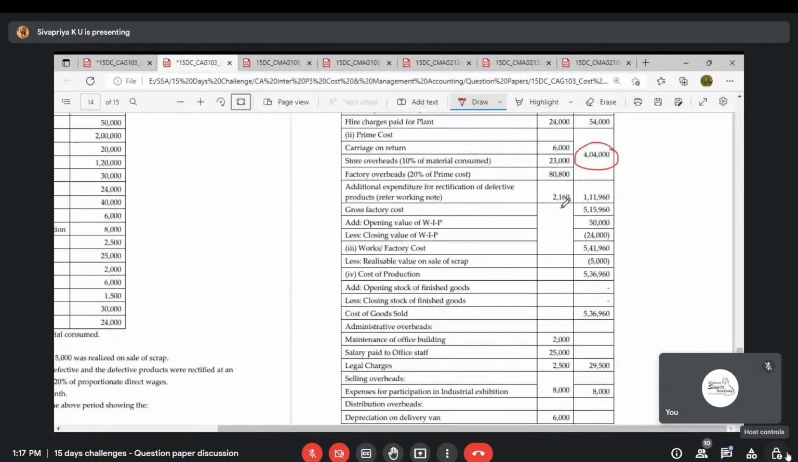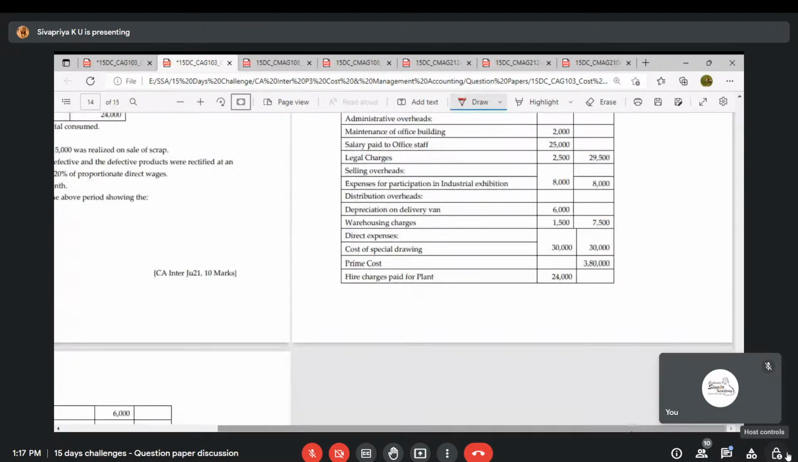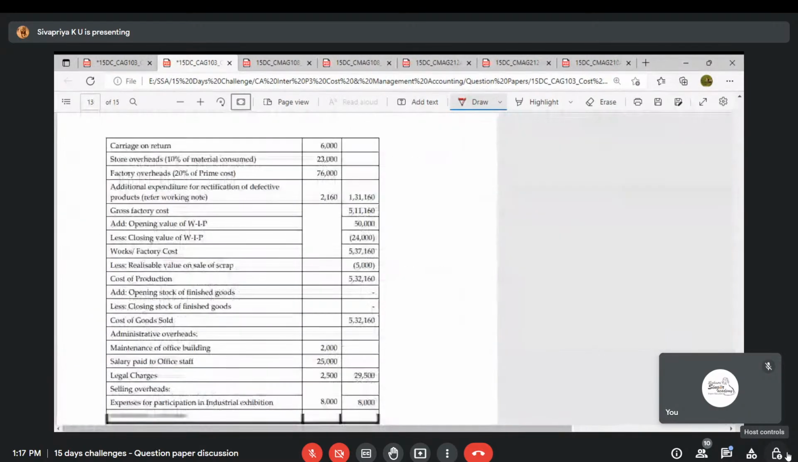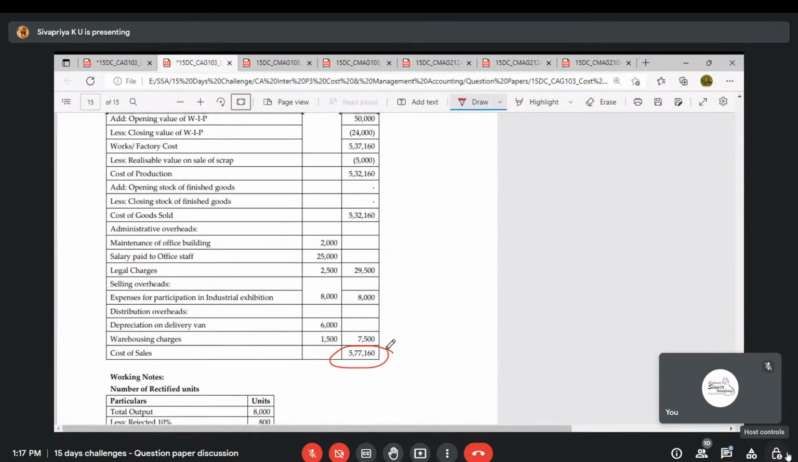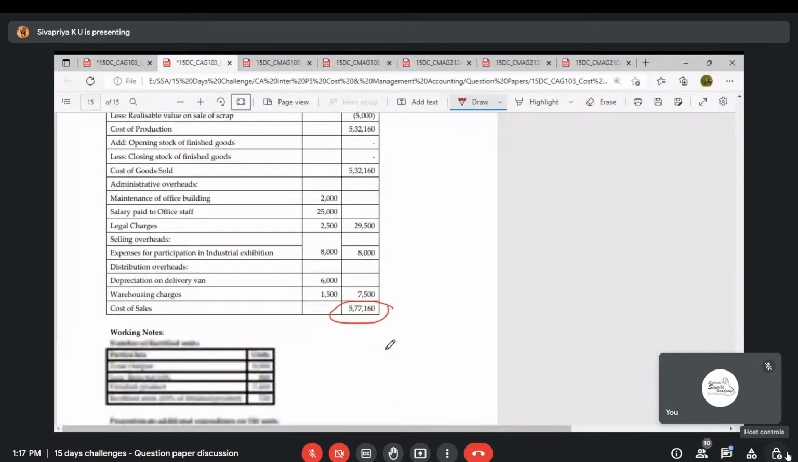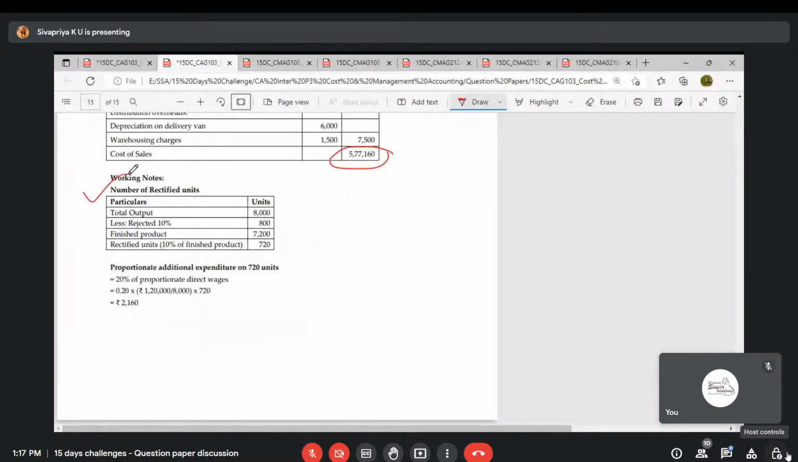Factory cost is 5,41,960. Cost of production 5,36,960. And after all other adjustments, the cost of sales is 5,77,160. The number of rectified units is 720 and the proportionate additional expenditure is 2,160.